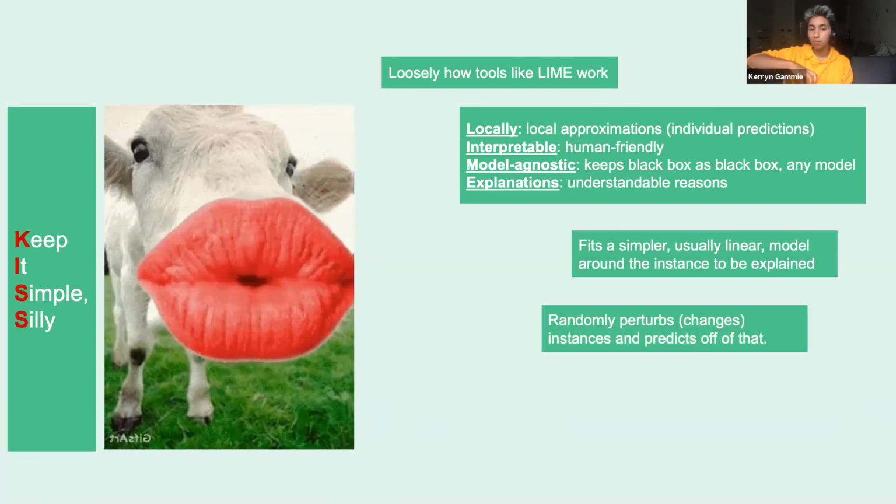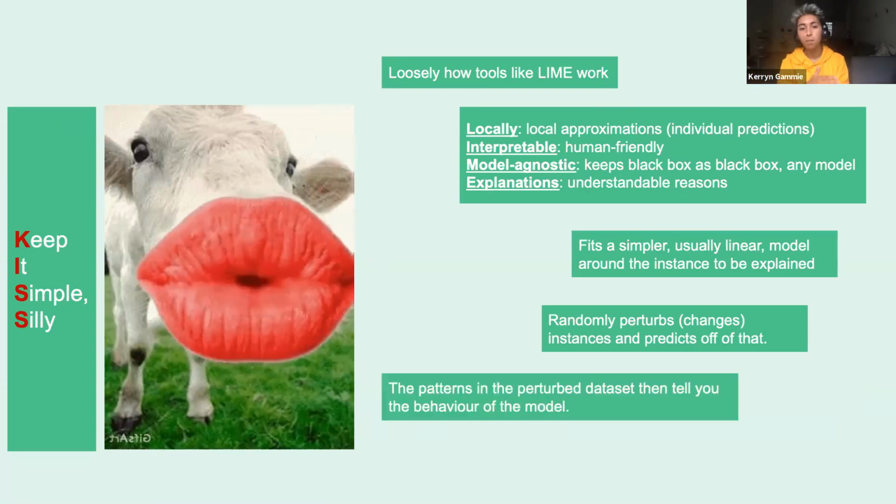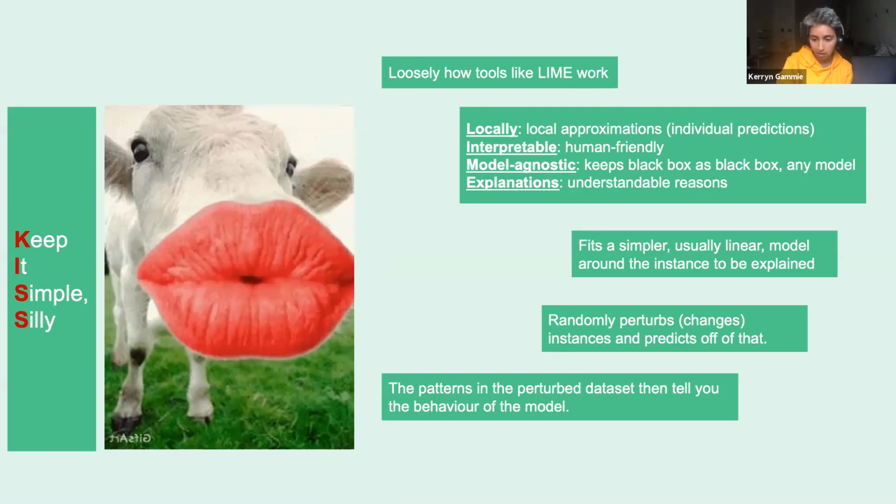It can then also randomly perturb. This is an idea in machine learning, which just changes the instances. And then you use that black box algorithm to make predictions off of this changed, perturbed data. And then it essentially will learn the patterns of that perturbed data set and give you a sense of how the model is behaving.